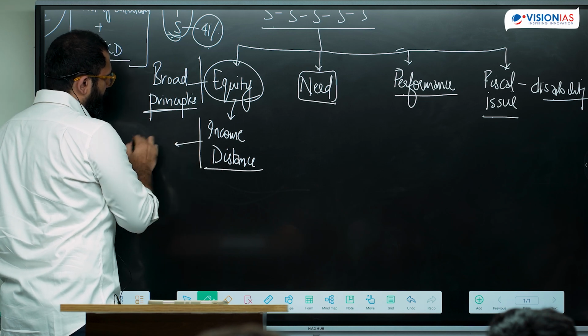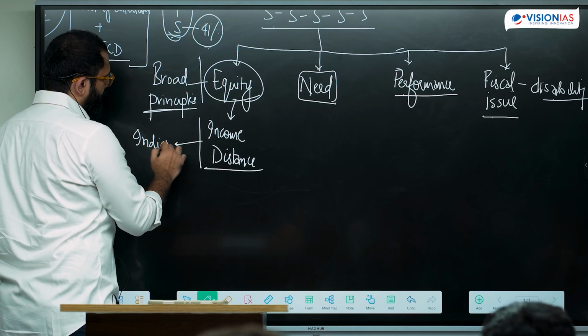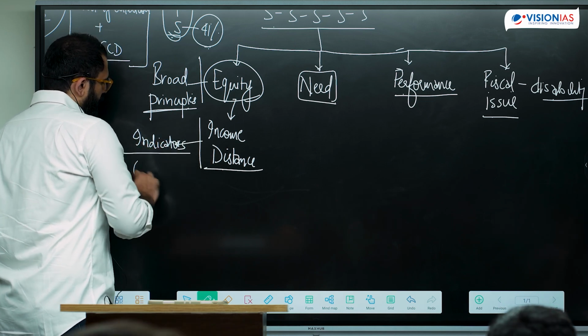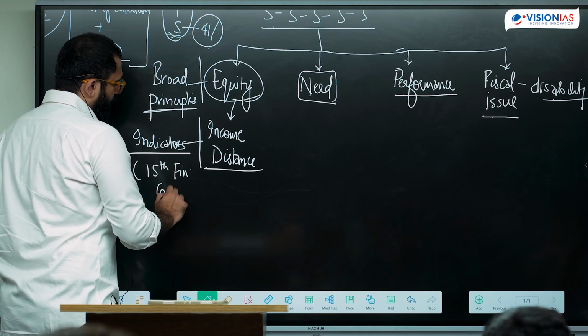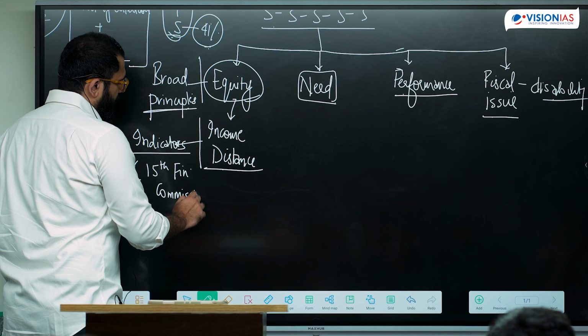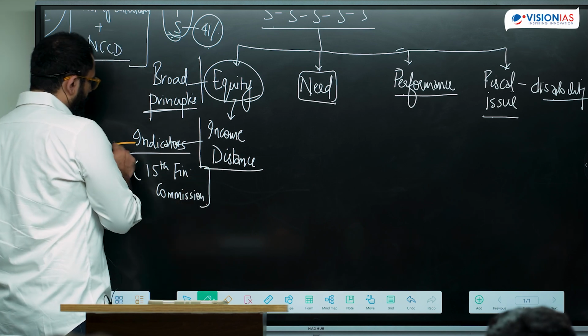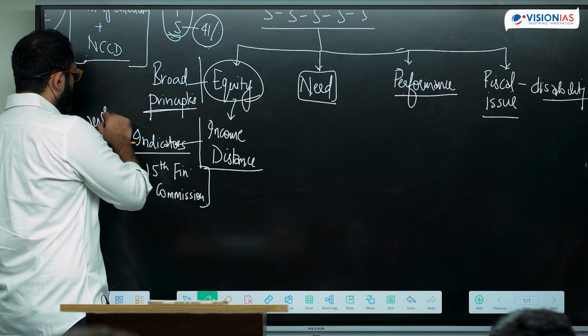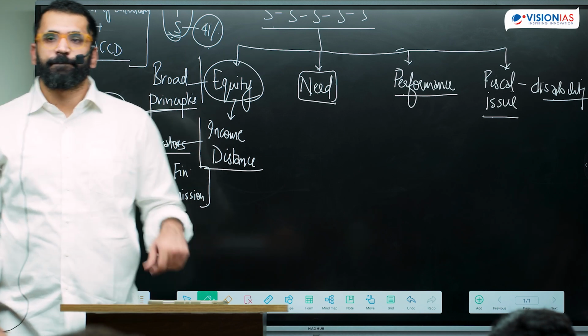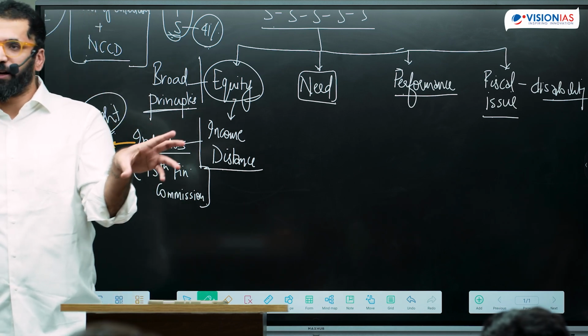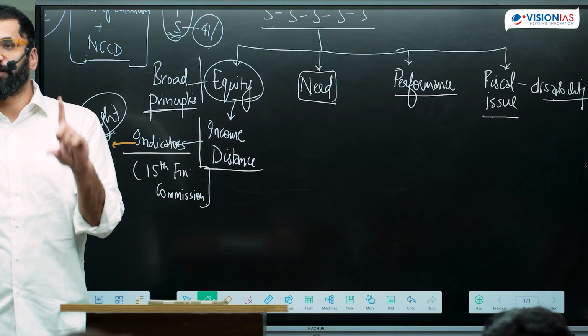And these are the indicators which are used by different finance commissions. I'll just give you the indicators used by the 15th Finance Commission. And every indicator is not a normal average. Every indicator, according to its importance, has been given a weight. It's not that all of the indicators have equal weight. Some indicators get more weight because they have more significance.